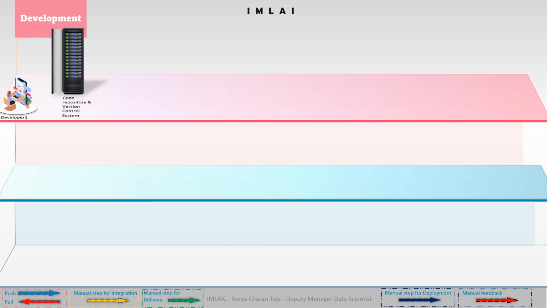So we have developer 1, and developer 1 has written some modules of the health issues app. Now he has pushed that code into the code repository and version control system. Then we have developer 2. Developer 2 has to pull the code from the code repository and version control system. So he's pulling the code. Once pulling is done, he develops some part of code, integrates that part into the existing code, and then pushes the complete code back to the code repository and version control system.